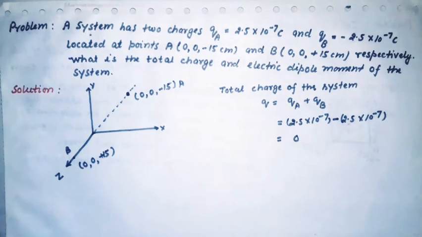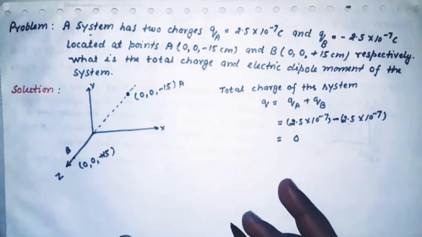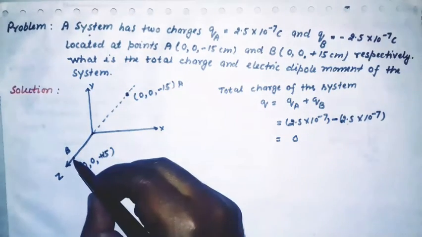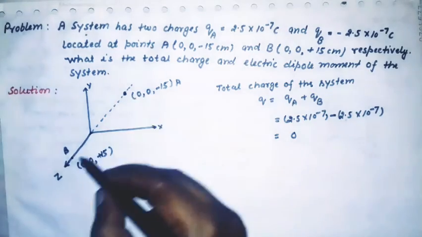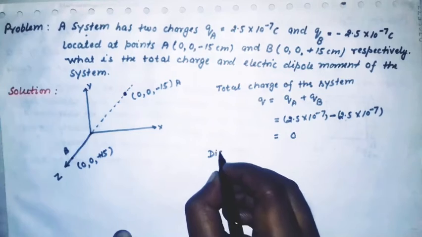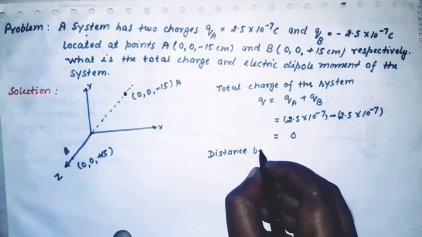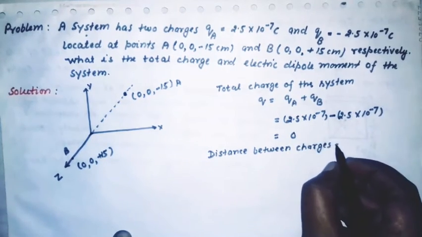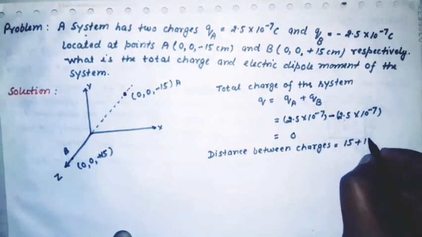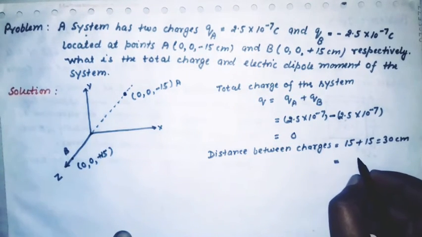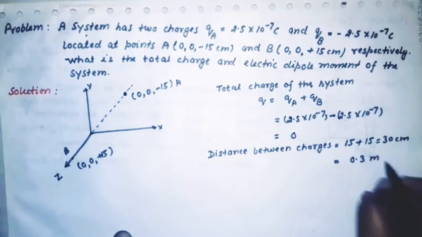For the electric dipole moment, we have to find the distance between the charges. This will be 15 centimeter plus 15 centimeter, that is 30 centimeter. The distance between the charges is equal to 30 centimeter, and this 30 divided by 100 is 3 by 10, that is 0.3 meter.